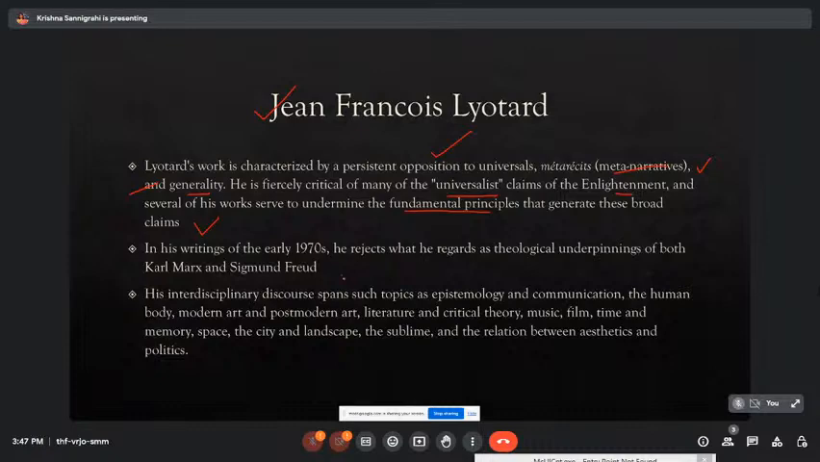In his writings of the early 1970s, he rejects what he regards as the theological underpinnings of both Karl Marx and Sigmund Freud. His interdisciplinary discourse spans such topics as epistemology, communication, the human body, modern art, postmodern art, literature, critical theory, music, film, time, memory, space, the city, the landscape, the sublime, and the relation between aesthetics and politics. So he brings in all these references.